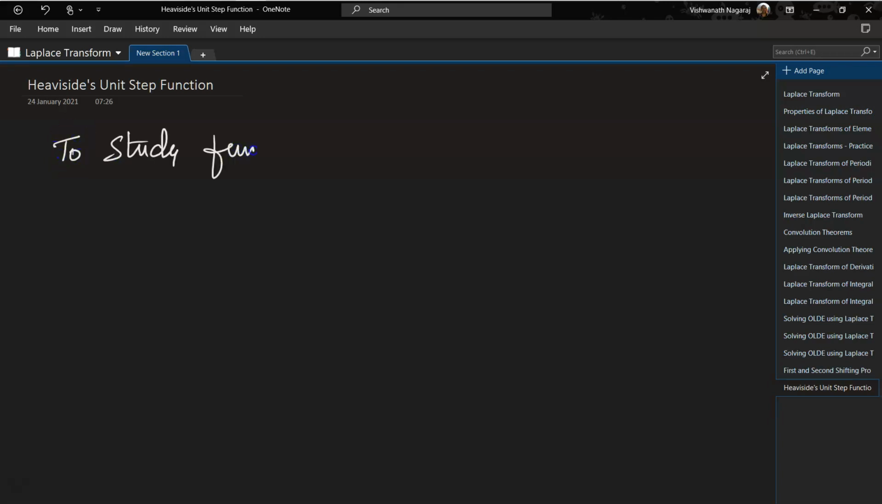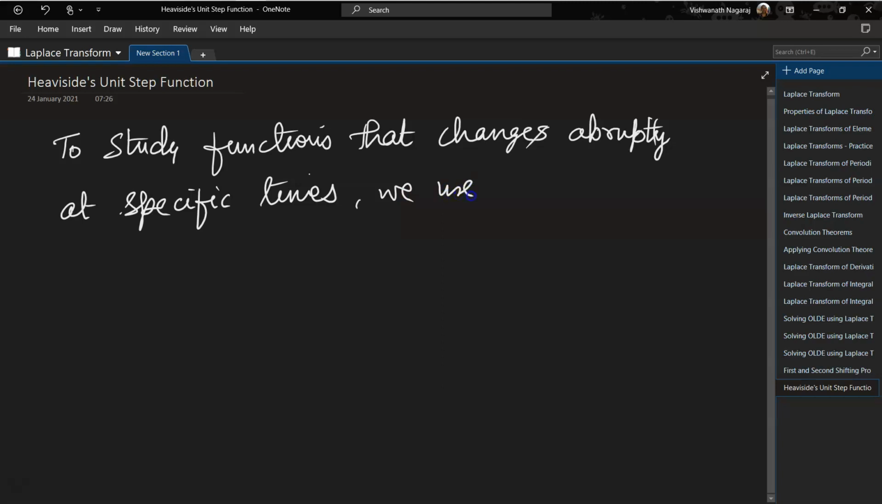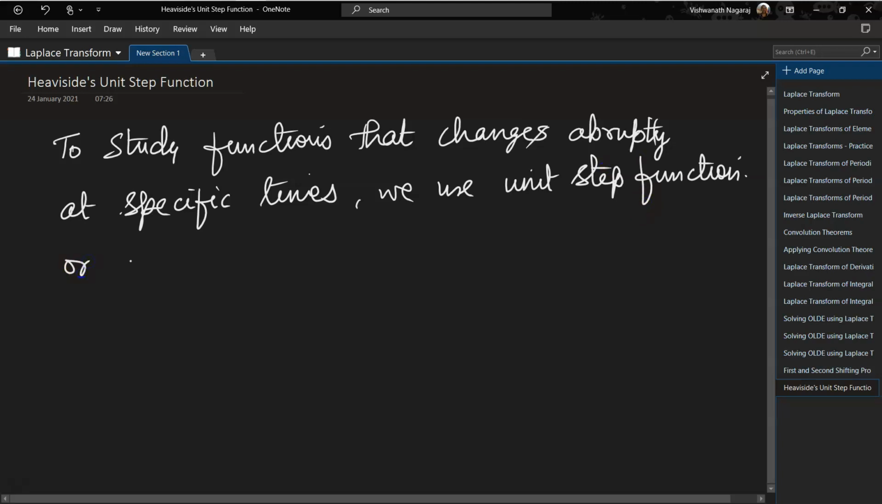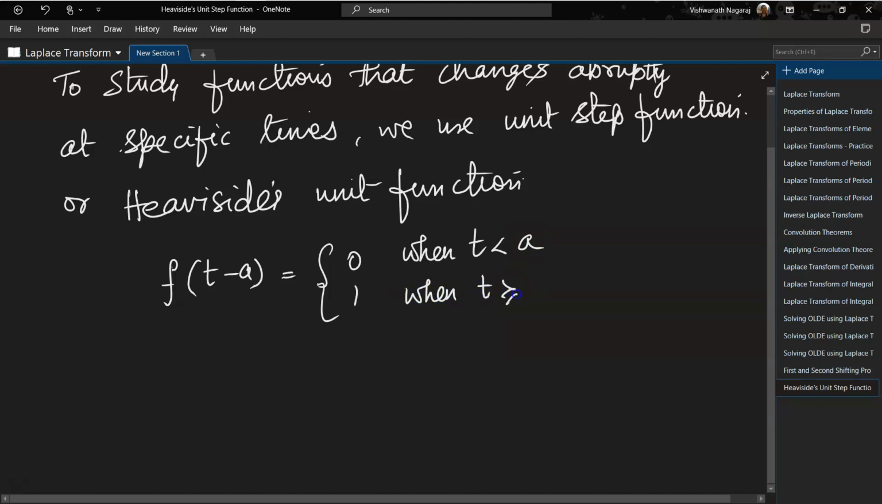To study functions that change abruptly, suddenly at specific times, we use the unit step function, also called Heaviside's unit function. As per this, f of t minus a is equal to 0. Its value will always be 0 or 1. It will be 0 when t is less than a, and it will always be 1 when t is greater than or equal to a.